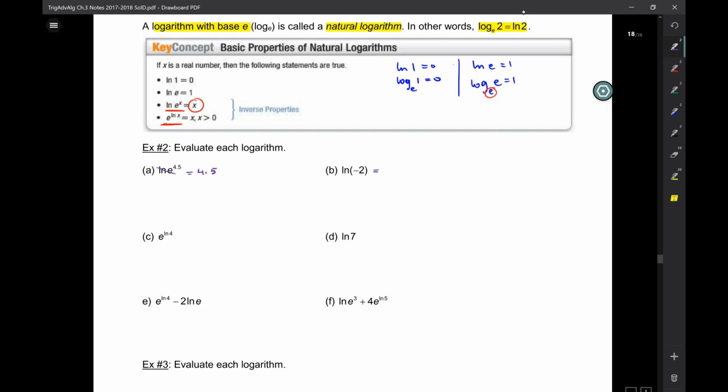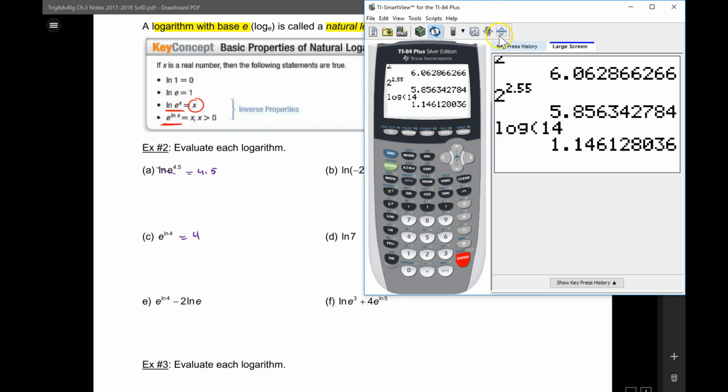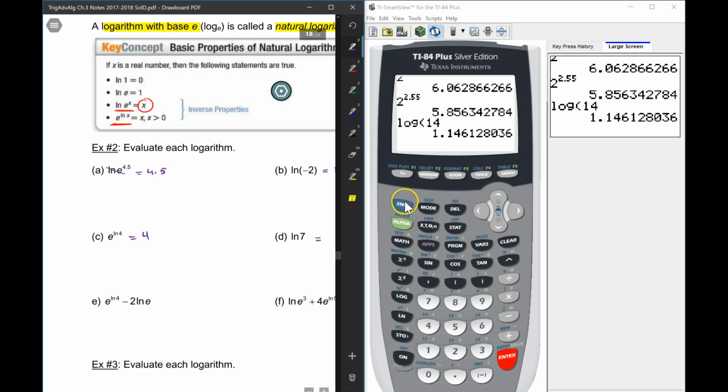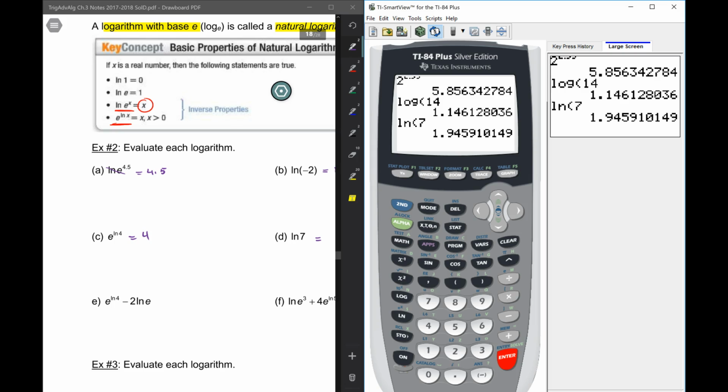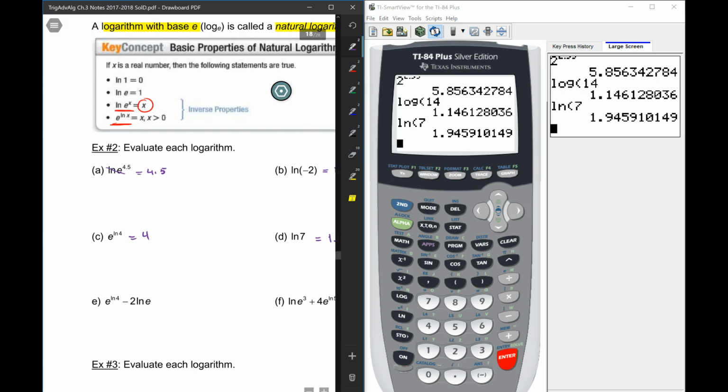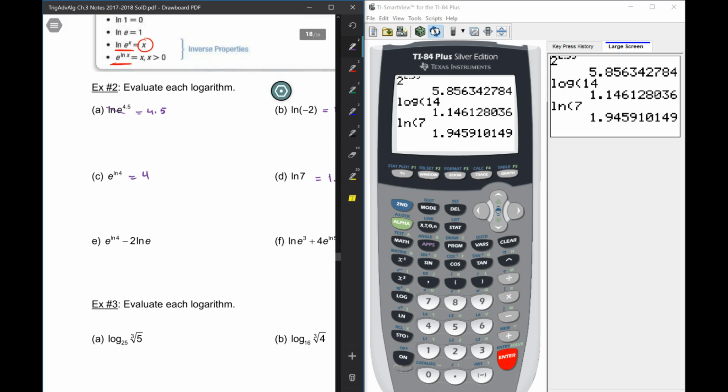What about no solution? Maybe we should call Gab. What else? ln of 7. Calculator. Why is that 4? Wouldn't it be something like 1.946? So ln is, sorry, not second, it's the e button. ln of 7 is 1.946. It's always cooler.